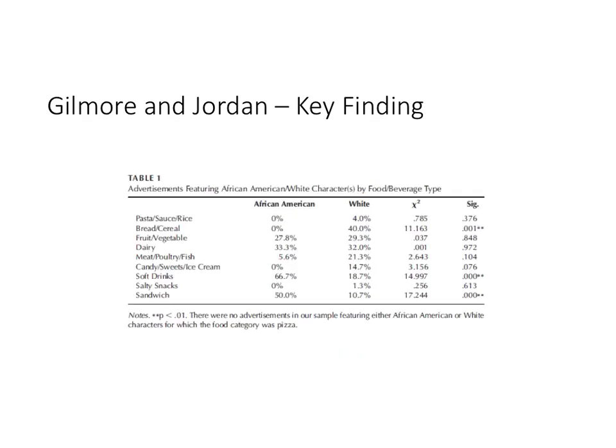Zooming in on the types of foods and beverages associated with characters of different races, there were significant differences noted between ads featuring white characters and African American characters for 3 different product categories: breads and cereals, soft drinks, and sandwiches. So if you look at the table, this means that there were far more ads for breads and cereals with predominantly white characters than for African American characters, and that there were far more ads for soft drinks and sandwiches featuring predominantly African American characters rather than white characters.